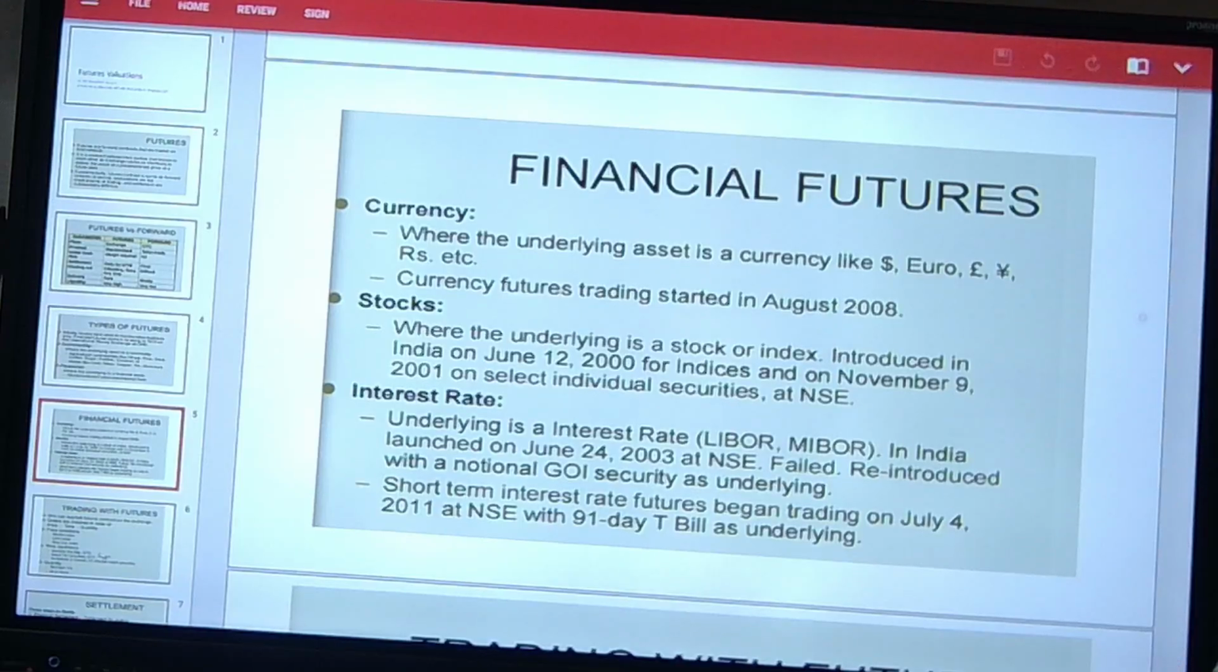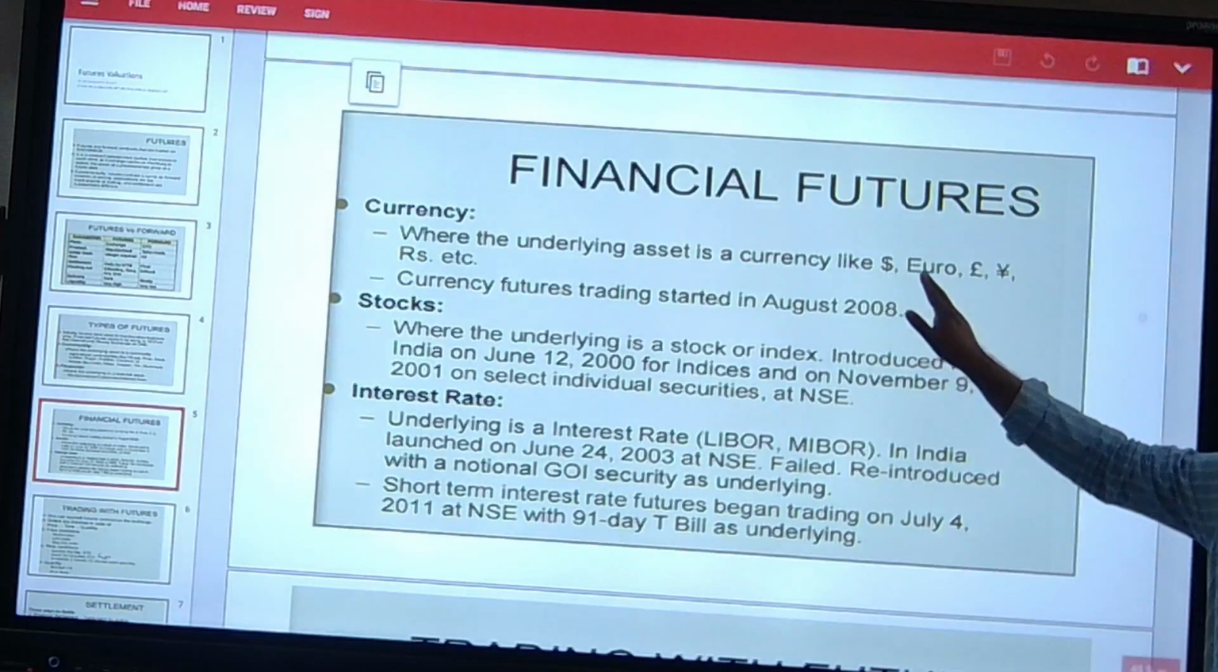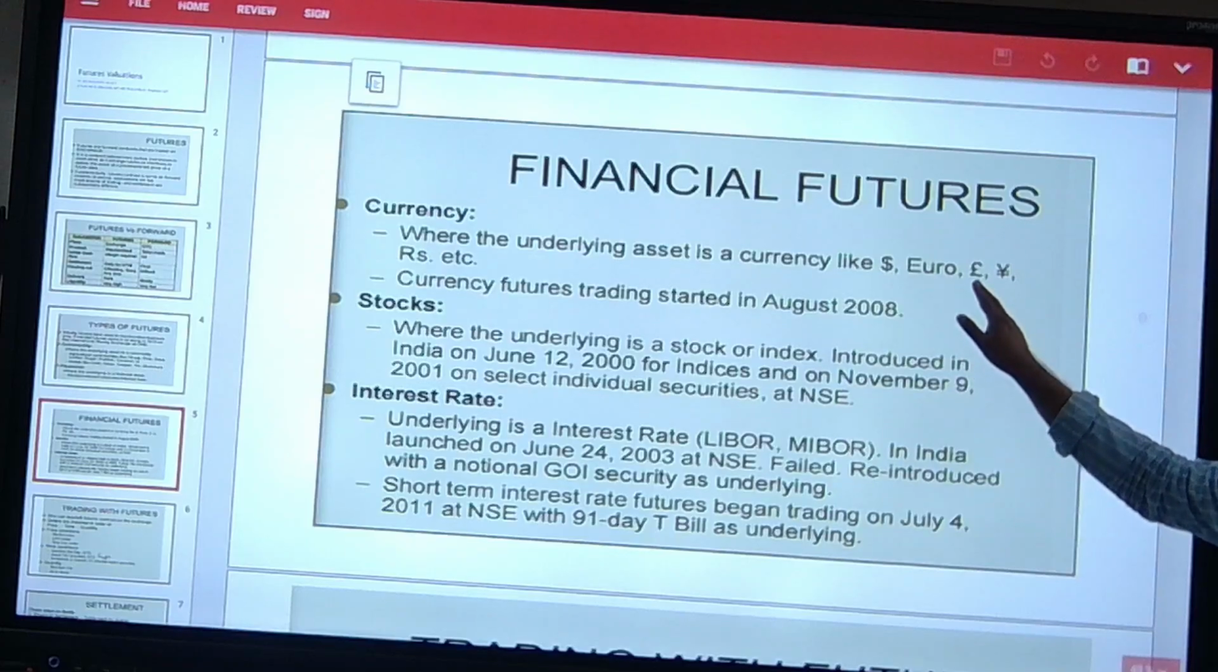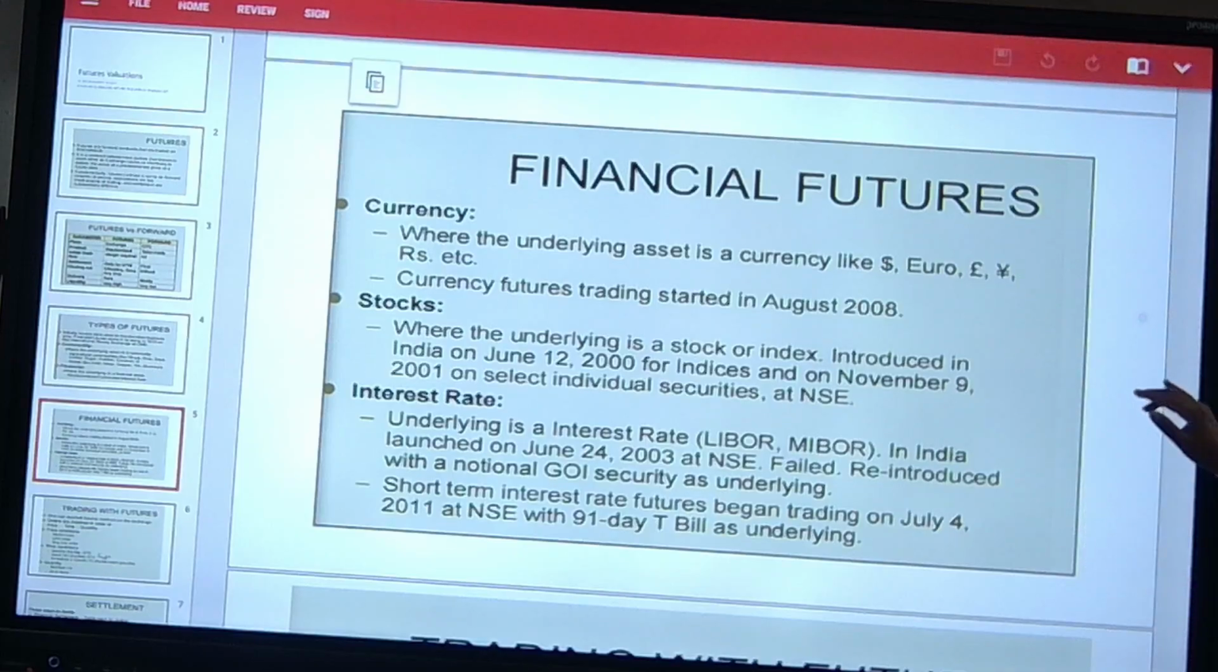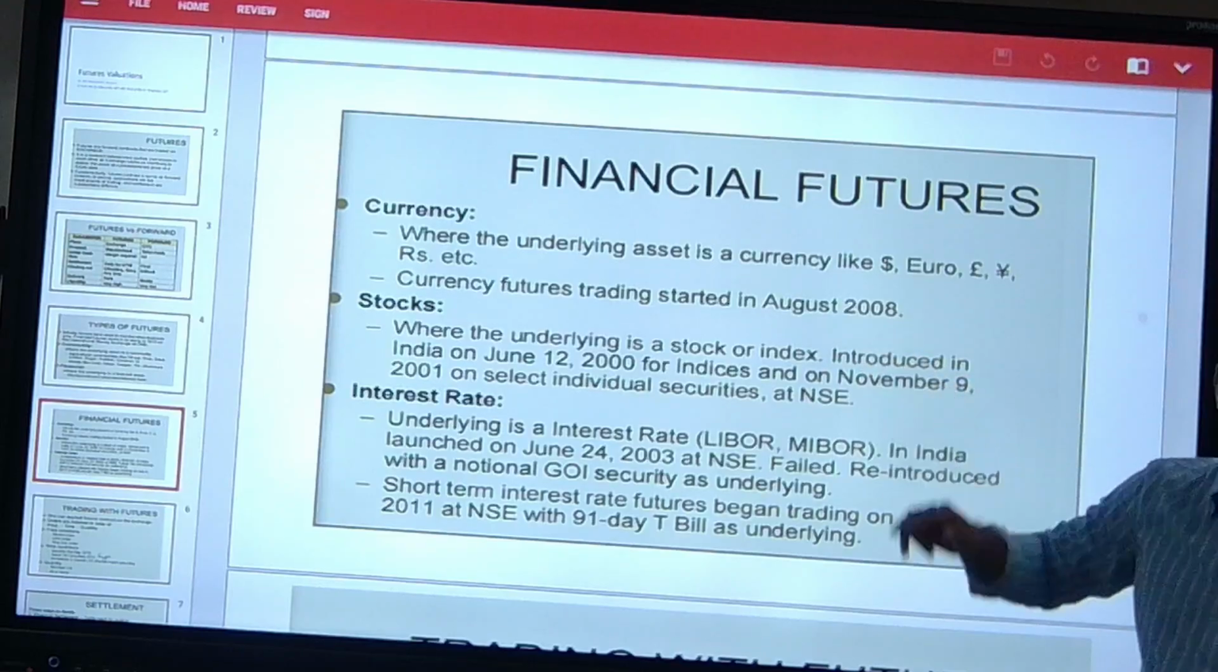Currency futures, where the underlying assets are different types of currency. So in India we have 4 currencies. First currency is the dollar, second is the euro, third is the pound sterling, and last one is the yen. Currently it is also trading on the Chinese yuan, renminbi, you can say. Okay, and it was started in August 2008.